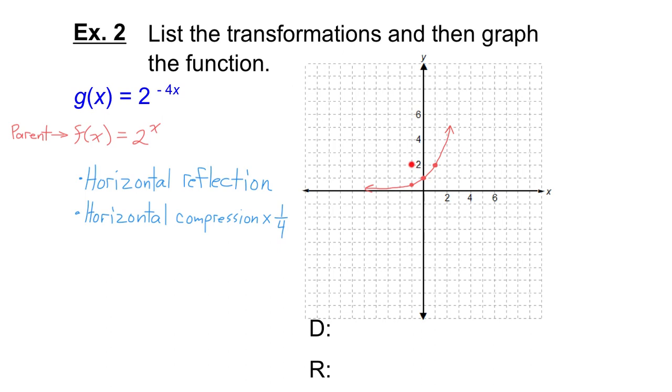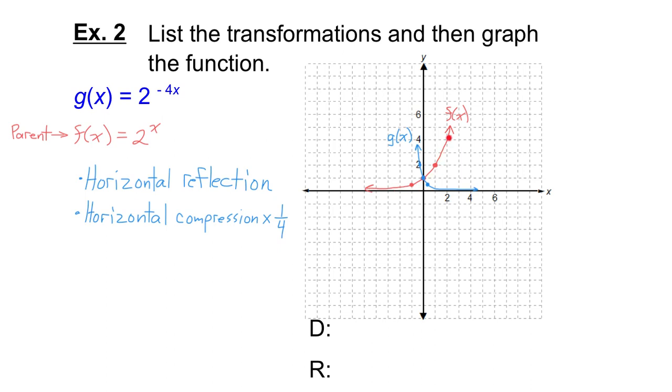And then a horizontal compression times a quarter, well, negative 1 horizontal component times a quarter would be negative 1/4. So it's going to be over here. And I can do that for the other 2 points as well. And I end up getting a graph that looks like this. The asymptote, you'll notice, has not changed. It's still y equals 0 because I didn't have a vertical translation up or down. So if you don't have that, your asymptote stays in the same spot.